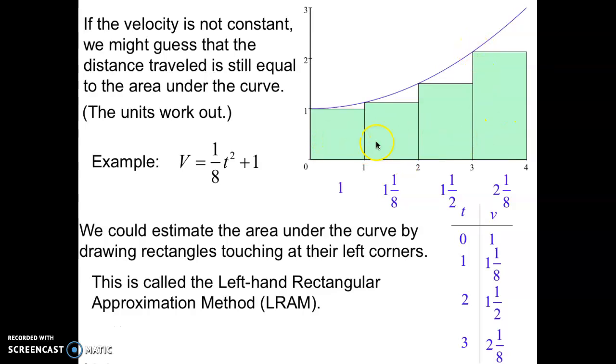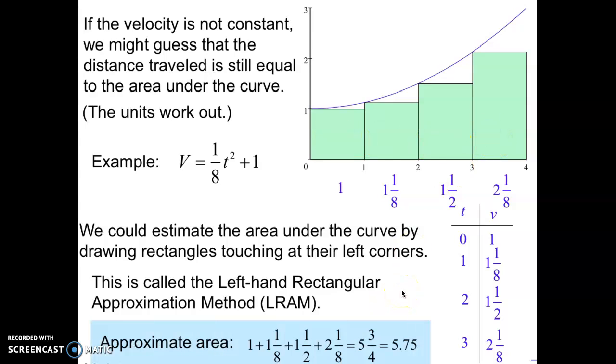Now to find out what this value is, I would add these rectangle areas up. So that area would be 1 plus 1 and 1/8 plus 1 and 1/2 plus 2 and 1/8, which is 5 3/4 or 5.75. This is the approximate area underneath this velocity curve for the first 4 seconds. It tells me approximately the distance that this object has traveled in those 4 seconds, approximately 5.75 units.